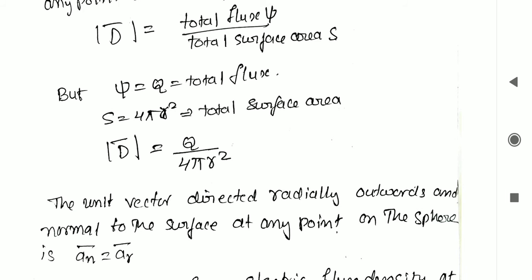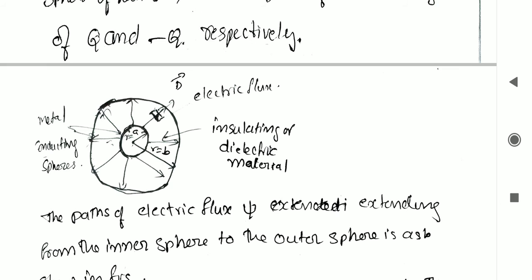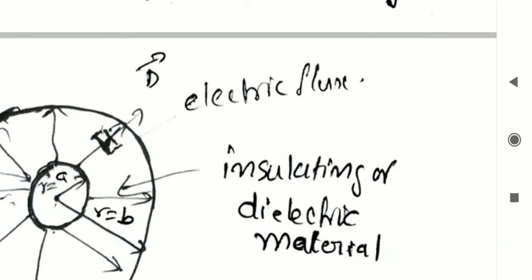Now we have to see the direction. This is the magnitude. If I want the direction, we can observe that if I take any surface, the electric field of that surface will be normal to the direction of the surface.